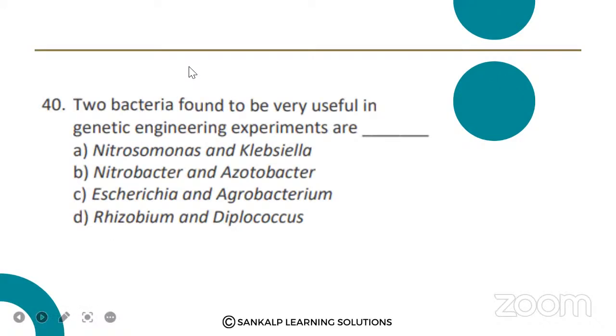40th question: two bacteria found to be very useful in genetic engineering experiments are Nitrosomonas and Klebsiella, Nitrobacter and Azotobacter, Escherichia and Agrobacterium, Rhizobium and Diplococcus. Option C, Agrobacterium and Escherichia is the right answer. So this is regarding some questions on biotechnology and applications. Most of you answered correctly.